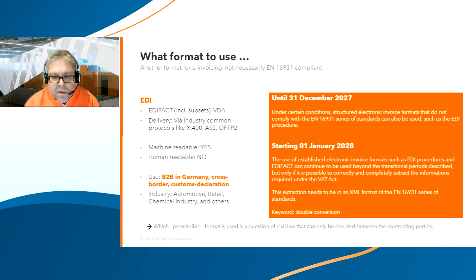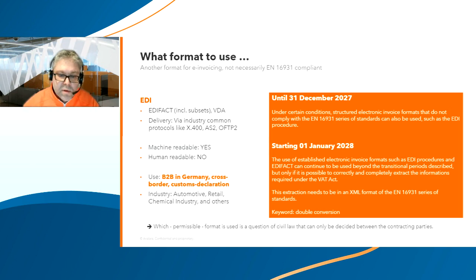EDI typically involves EDIFACT and also the various subsets there, and which is also common in Germany, the VDA standard. Documents are usually delivered through a well-established industry protocol such as X.400, AS2, or OFTP2. These formats are entirely machine-readable, which makes automated processing straightforward, but they are not designed to be read directly by humans, unlike ZUGFeRD. In terms of usage, EDI is broadly implemented for B2B transactions within Germany, as well as for cross-border operations and customs declarations. It's widely used across several industries, including automotive, retail, and chemical, and many other industries.